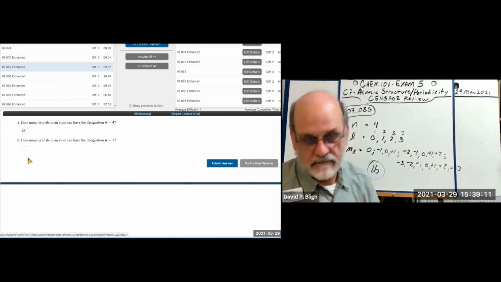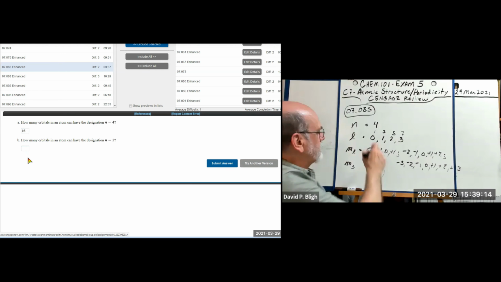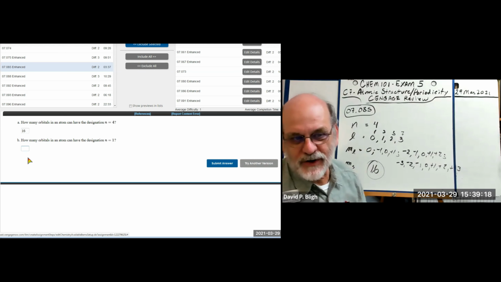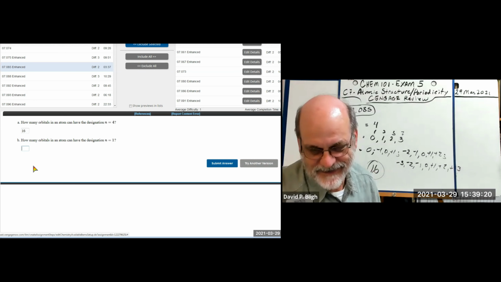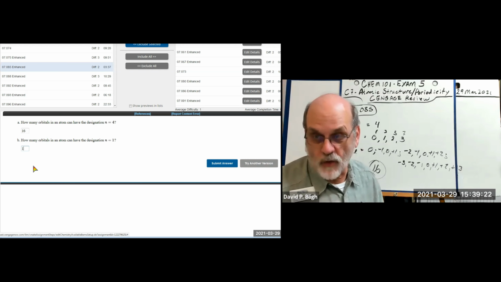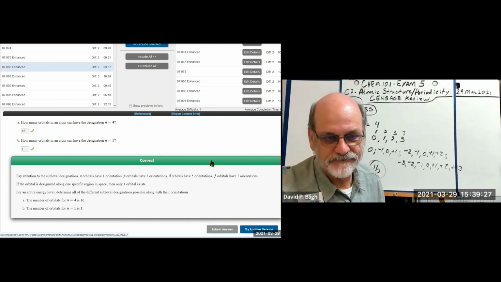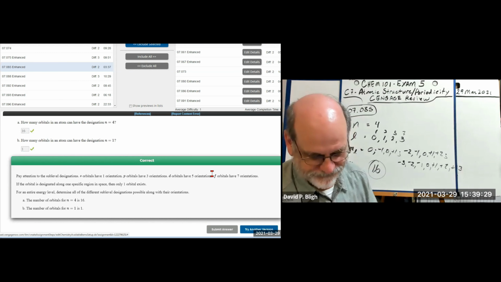And an easy one. If n equals 1, you can only have one orbital. That's the s orbital for n equals 1. Okay?